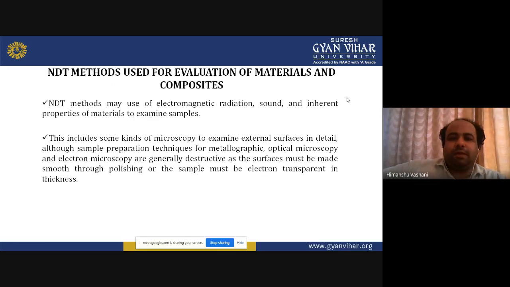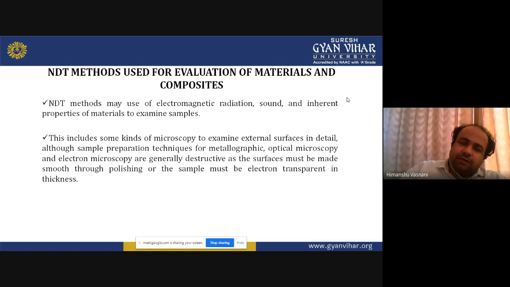Now, let me first give you a slight glimpse of what NDT is. NDT stands for non-destructive evaluation techniques that are used nowadays in the industry. Why did these non-destructive techniques become famous? There are two kinds of techniques nowadays: destructive techniques and non-destructive techniques.